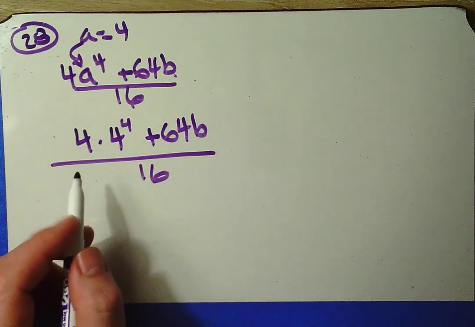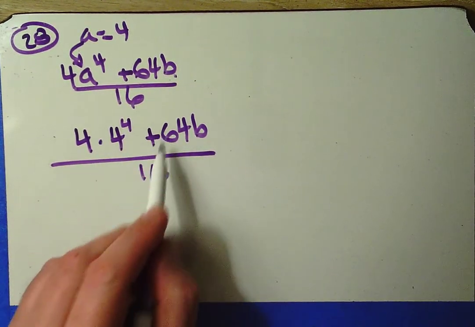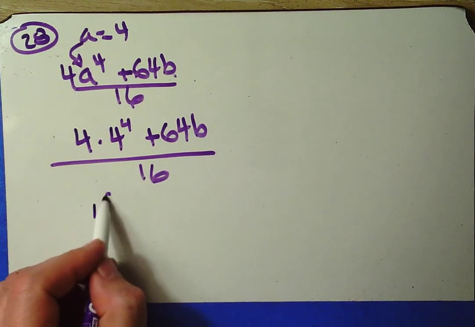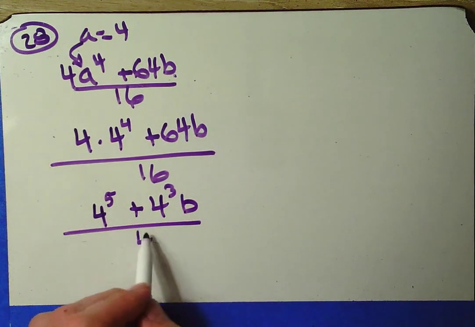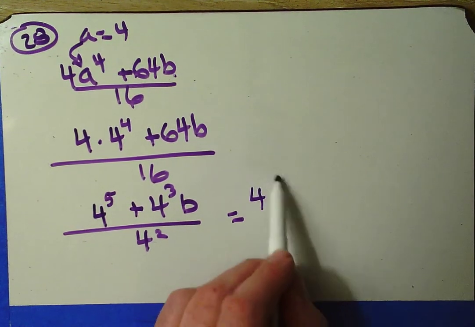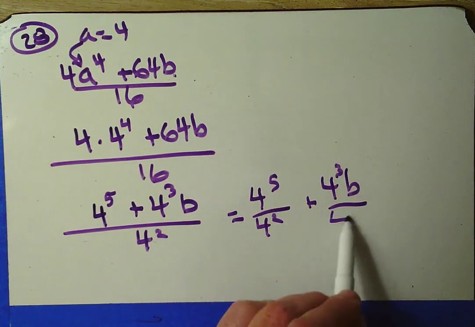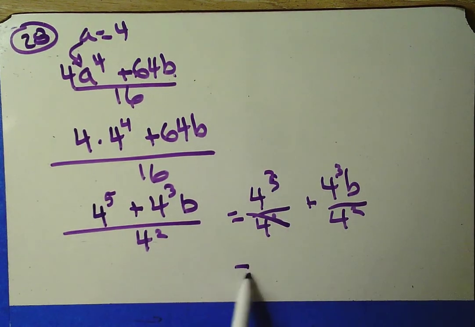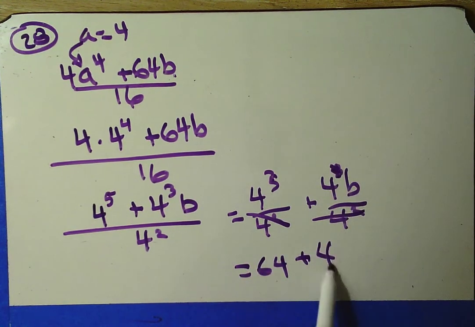Okay, so I know you're thinking of pulling out your calculator now and doing a lot of heavy computation, but I'm thinking of rewriting this as 4 to the 5th plus 4 to the 3rd b over 4 squared. In fact, I want to split this up into 4 to the 5th over 4 squared plus 4 to the 3rd b over 4 squared. Then these two will cancel two of these. 4 to the 3rd is 64. And these two cancel two of these, plus 4b.